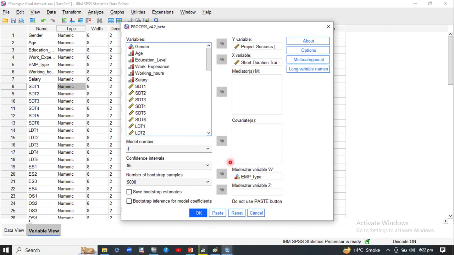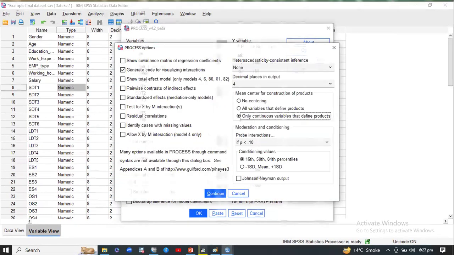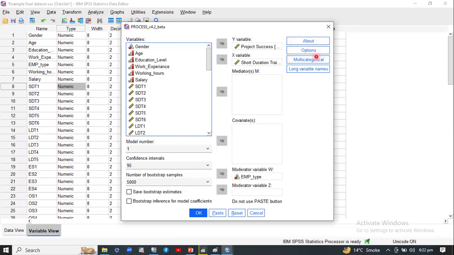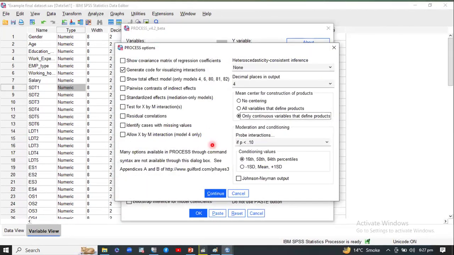And what changes we need to make over here: when we select the Options button, we need to select generate code for visualizing interaction. We need to click only continuous variables that define products. It means it will analyze the continuous variables that define the product. Previously we selected other options, and from here, for the conditioning variable, you need to select the 16th, 50th and 84th percentiles, and you don't need to select Johnson-Neyman output. Then you need to click continue.